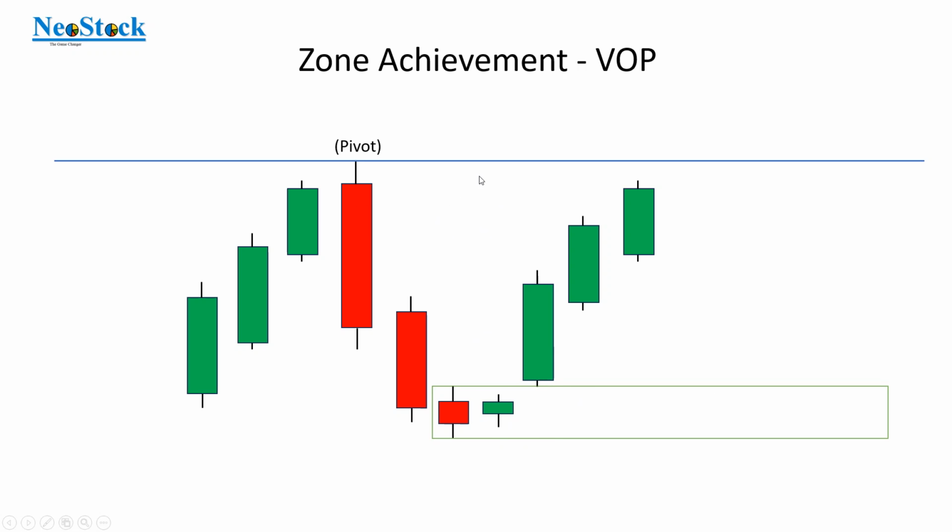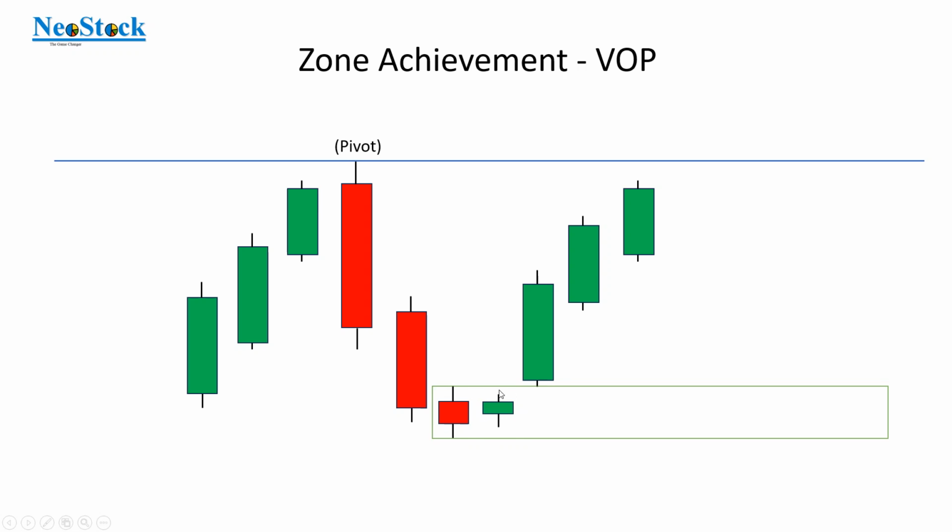Is there any supply zone in this example? No, we don't have a supply zone. We can only find a pivot. We can't find a supply zone, but we can find a pivot. This is an important point you should observe. In this chart, we didn't find a supply zone. Instead, we are able to find a pivot.